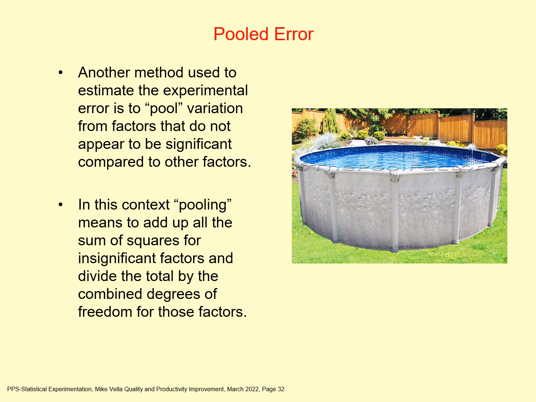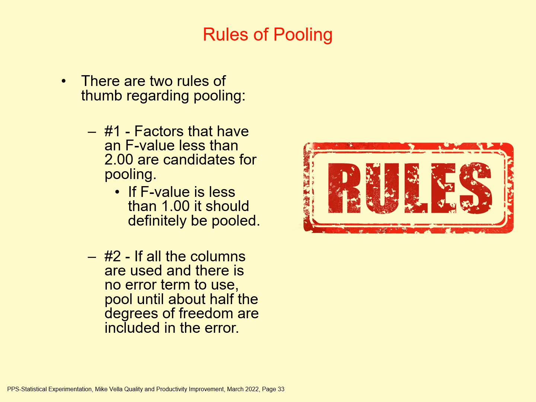So by pooling the error, we can determine our experimental error by bringing together those factors that are not significant compared to others. In this context, pooling means to add up all of the sum of squares for the insignificant factors and divide the total sum of squares that we found by the combined degrees of freedom for those factors. You'll see what I mean in a second. There are 2 rules of thumb regarding pooling. First, factors that have an F value of less than 2 are candidates for pooling. If an F value is less than 1, it should definitely be pooled. Second, if all the columns are used and there is no error term to use, pool until about half the degrees of freedom are included in the error. 2 sort of rules of thumb.